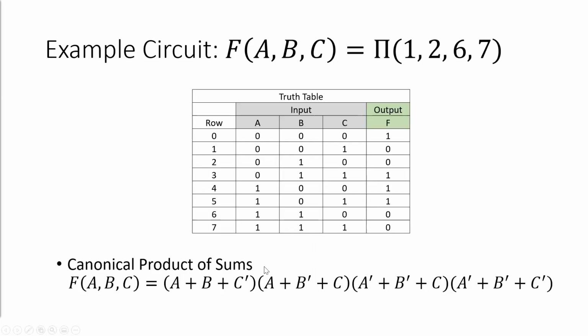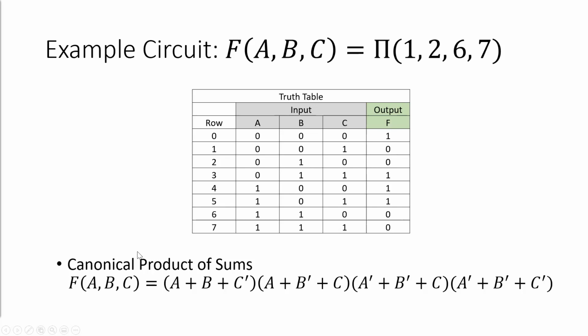And then for the canonical product of sums form, well, this is the same circuit. Instead of writing the sigma notation here, I'm using the product notation, the capital Greek pi. And so whenever we use the product notation, whatever numbers follow that tell us where the zeros are in the truth table. You can see this is the same truth table. And we said that our zeros occurred at row 1, row 2, row 6, and row 7.